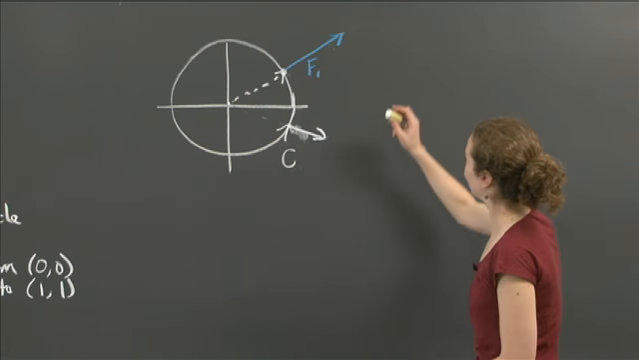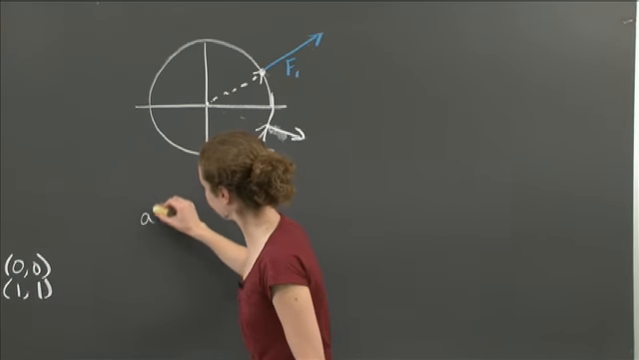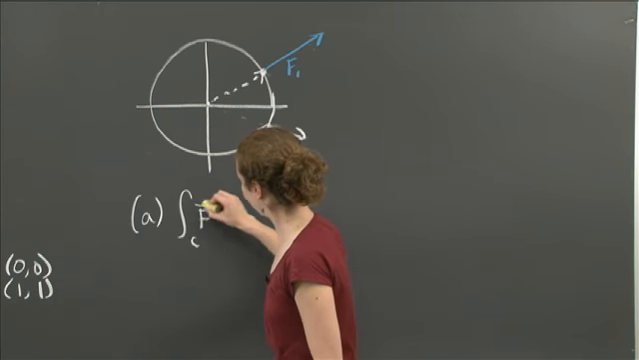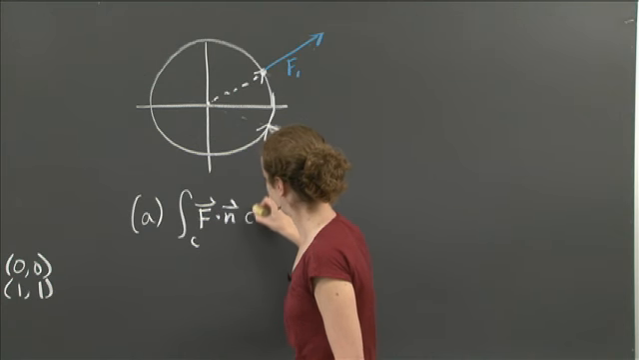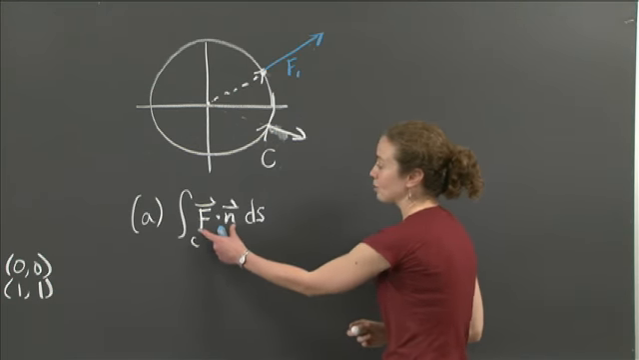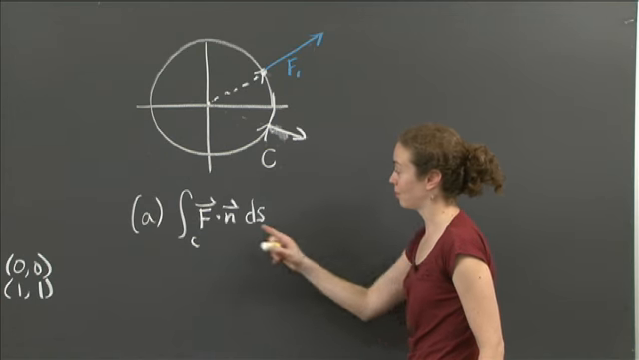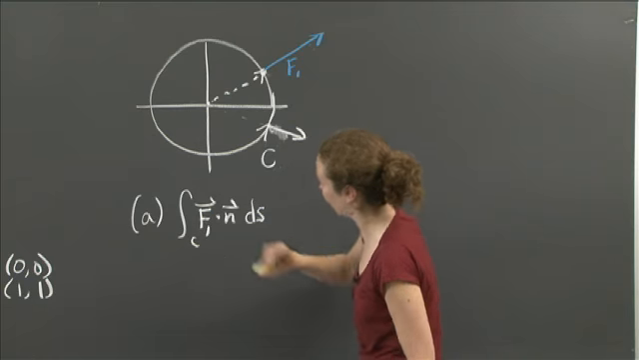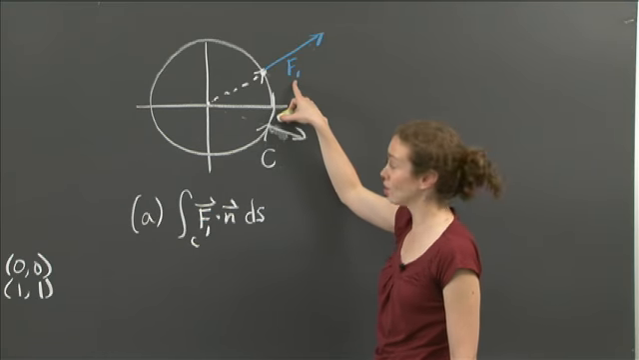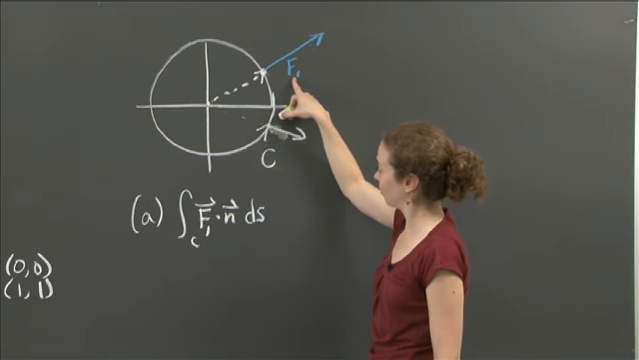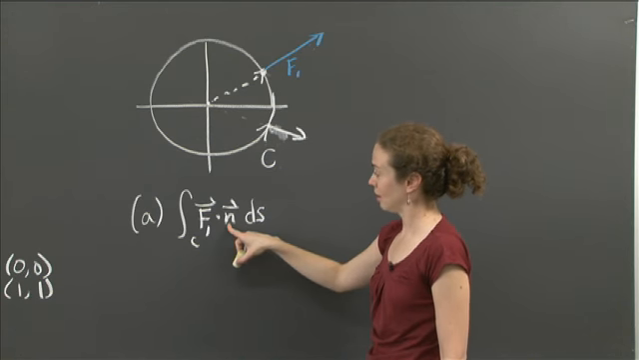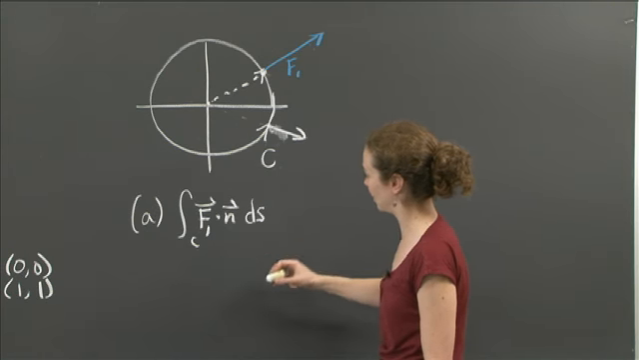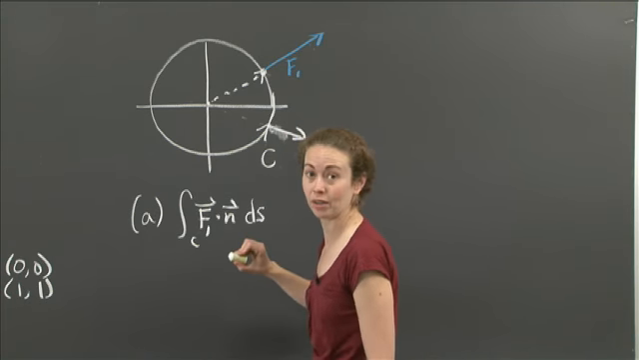So if I want to compute the flux for part A, remember I'm taking the integral along the curve of f dotted with n ds. Well, f dotted with n is constant, and that's the main point that's going to make this easier. f1 dotted with n is always equal to the length of f1 times the length of n times cosine of the angle between them. And with a very quick calculation, you can see that winds up being g of 1.